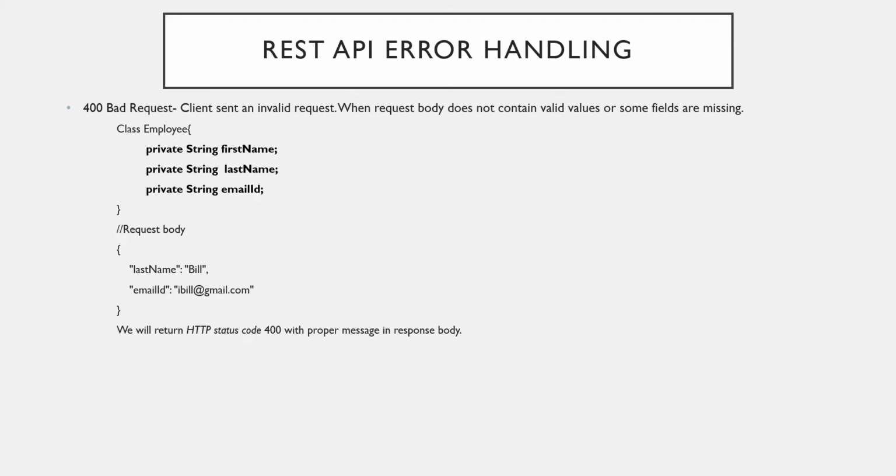Today we will discuss REST API error handling. First of all, we will discuss 400 Bad Request, when a client sends an invalid request. Invalid request means the request body does not contain a valid value or some fields are missing.